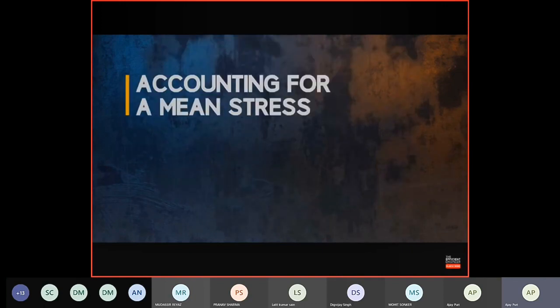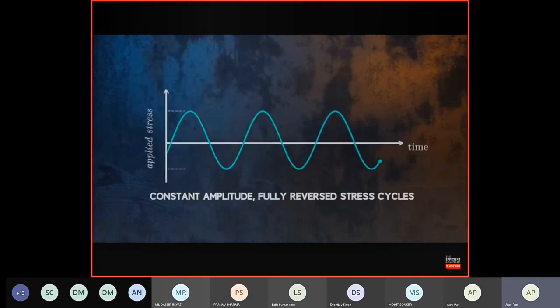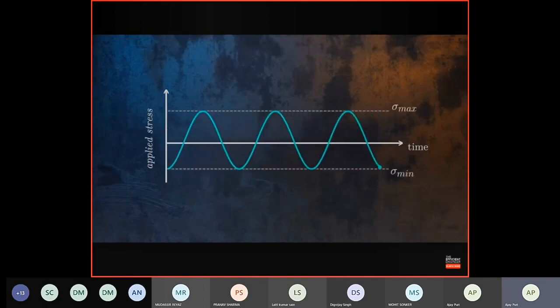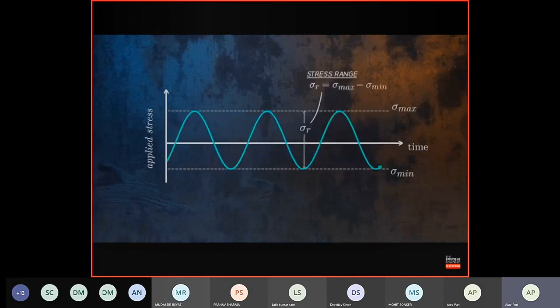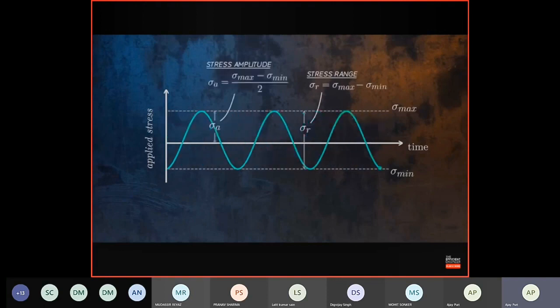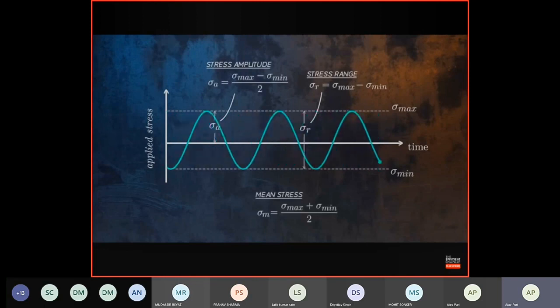Fatigue tests are usually run for the constant amplitude fully reversing cycles you can see here. The same stress magnitude is applied in tension and in compression. Let's define a few terms. The stress range is defined as the difference between the maximum and minimum stresses. The stress amplitude is defined as half of the stress range. The mean stress is the average of the maximum and minimum stresses. In this case, the mean stress is 0. But this is only one very specific type of loading.